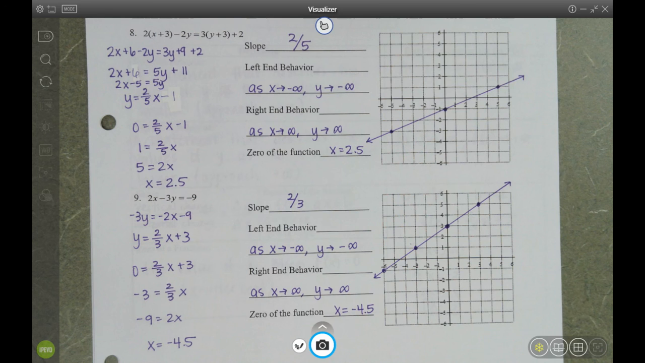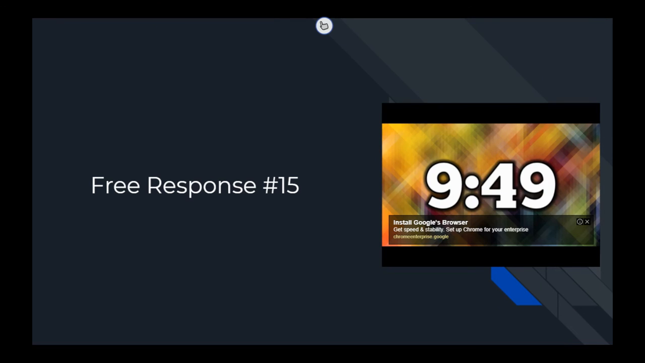Okay, so when you get finished, use the last 15 minutes we have until lunch to work on the day 18 homework. And then after lunch, we're going to do free response number 15 together. Or actually, I'll let you do it and we'll go over it together. But for now, go ahead and work on that green day 18 homework. And then after lunch, we'll do free response 15.